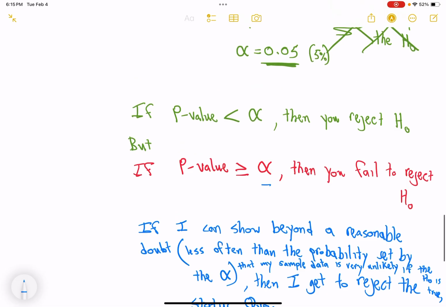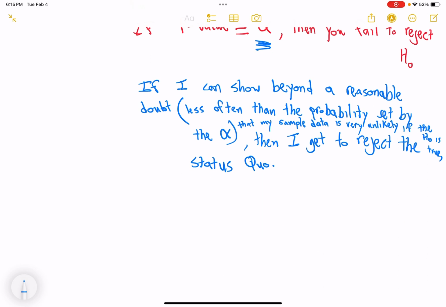Okay, hopefully you understand what I mean when I state an alpha. That's just our gate, right? And the most common alpha is an alpha of 0.05 or 5%. That's 95% confident, right?